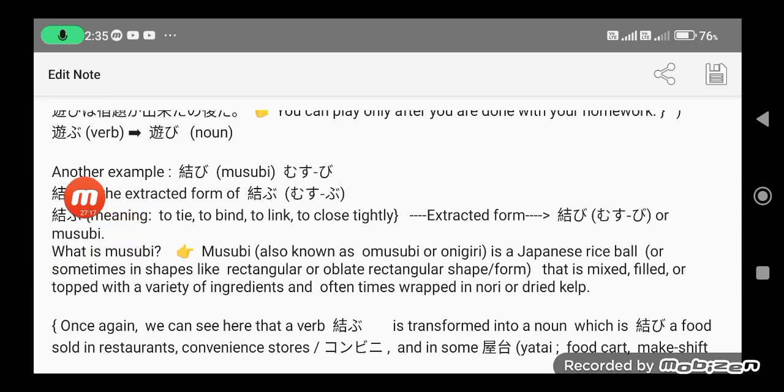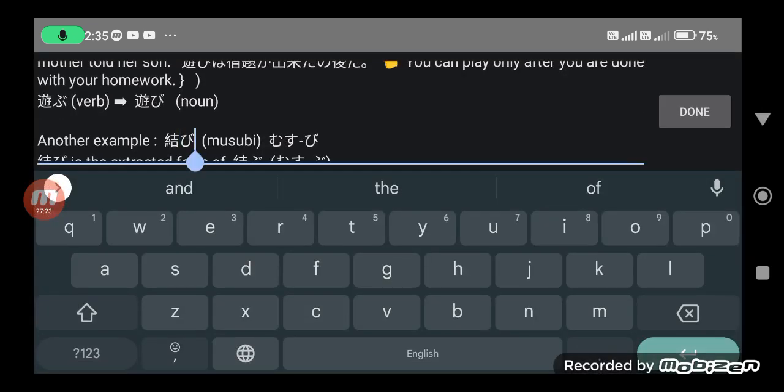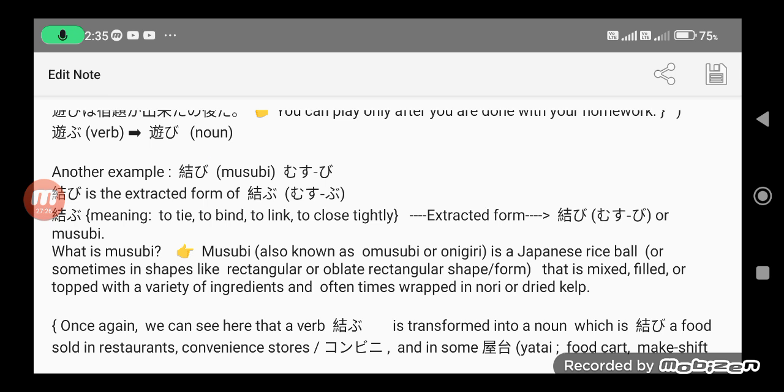So another example of bu sound: remember musubu, musubi. Have you eaten musubi? Musubi is usually from konbini or convenience stores. Musubi is the extracted form of musubu. What is musubu? Musubu means to tie, to bind, to link, to close tightly. The extracted form is musubi. So when you make musubi, you bind and close tightly the rice, the Japanese rice.